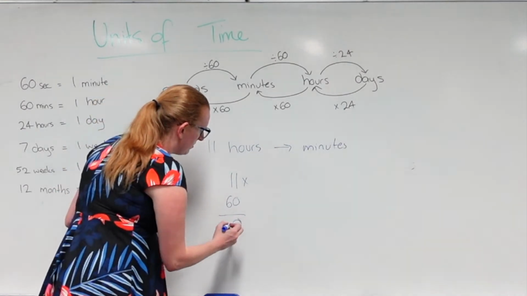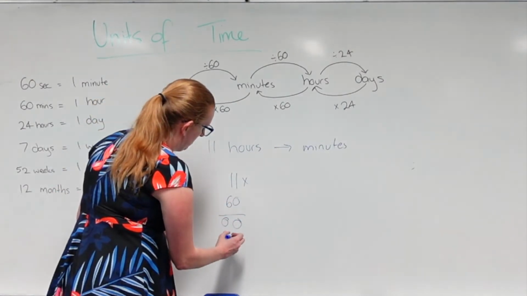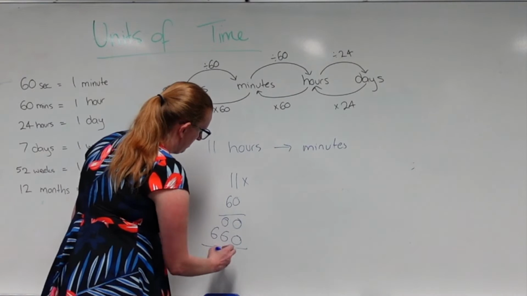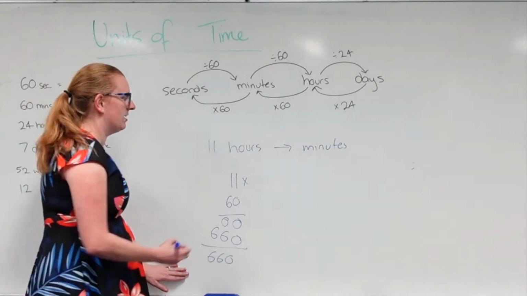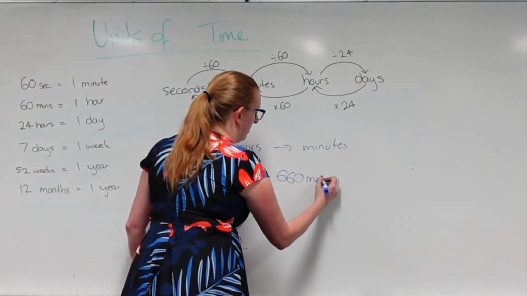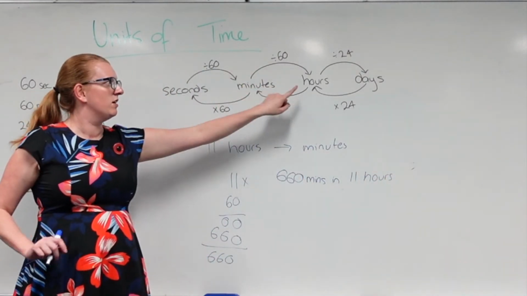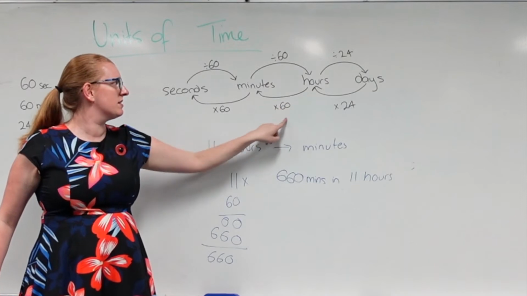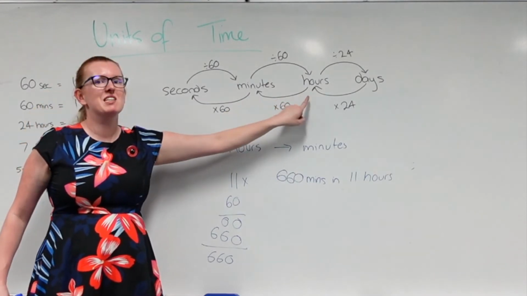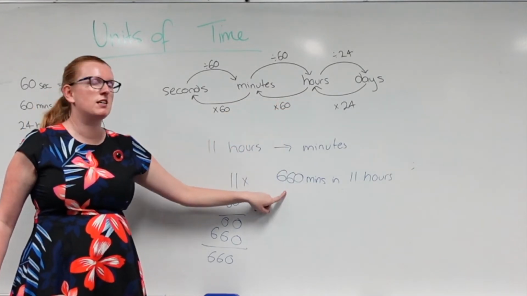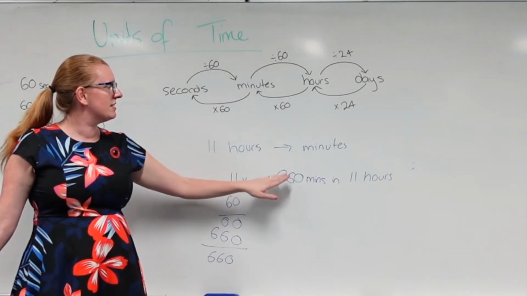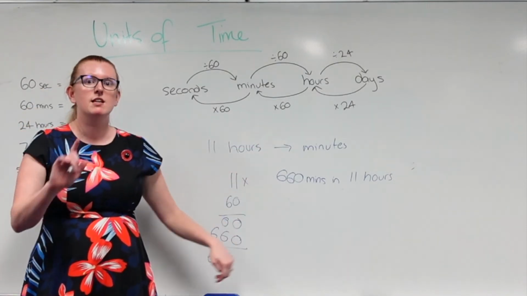So 1 times 0 is 0. So by following this, going from hours, so 11 hours, to minutes, I'm timesing 11 by 60, which gives me 660. So there are 660 minutes in 11 hours. Let's do another one.